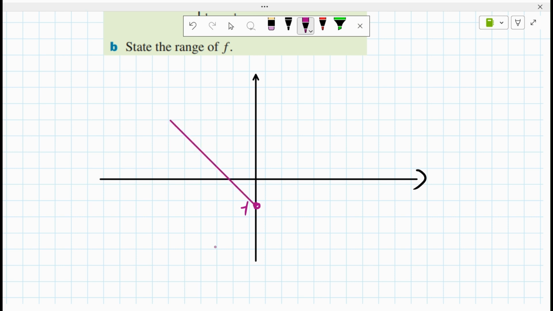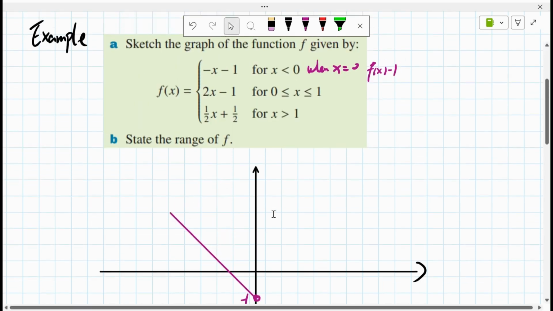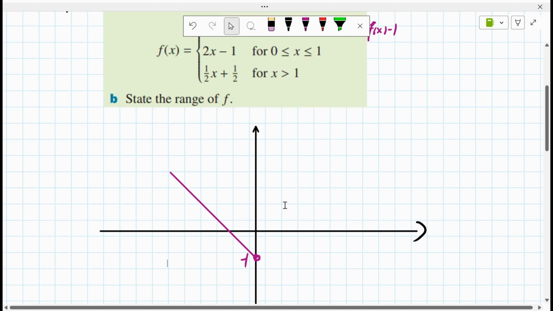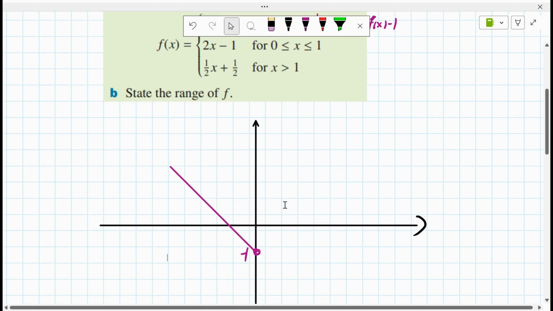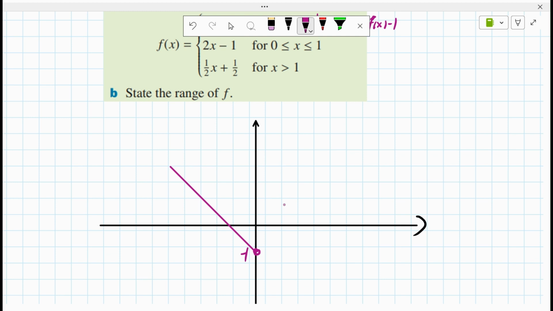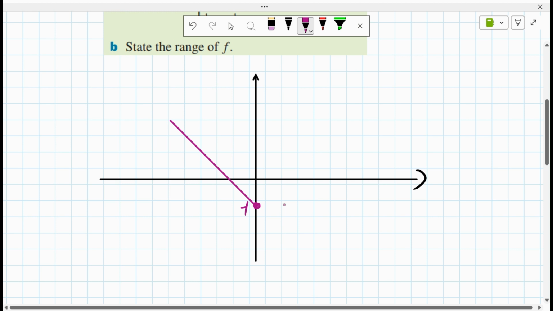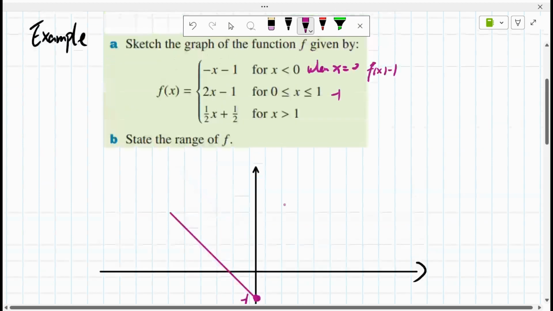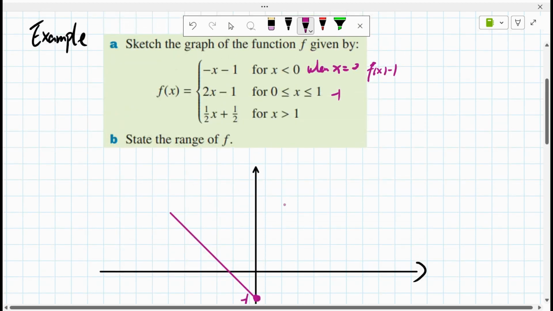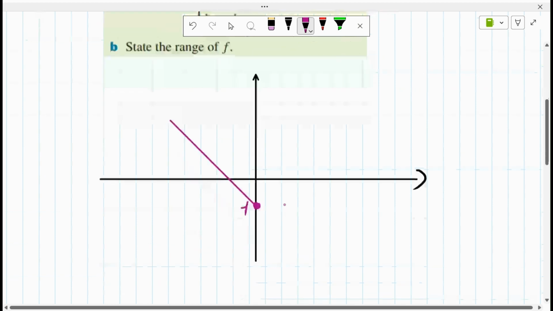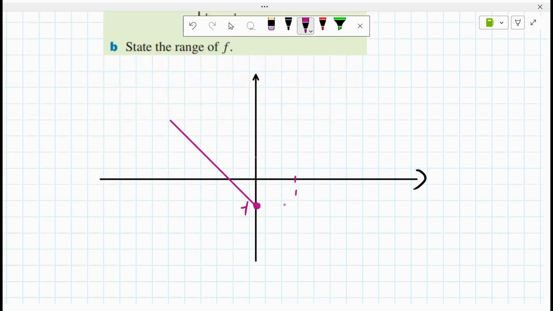All right, and then the second part, 2x minus 1 from 0 to 1. When x equals 0, f(x) is still minus 1, so the open circle becomes a full circle. And then when x equals 1, that equals 1 as well, so the point is (1, 1). So it goes from (0, -1) to (1, 1).